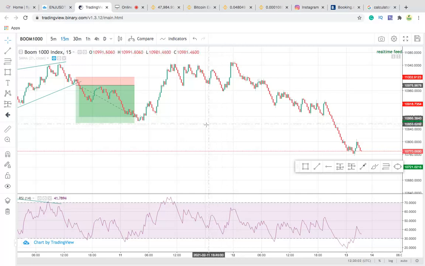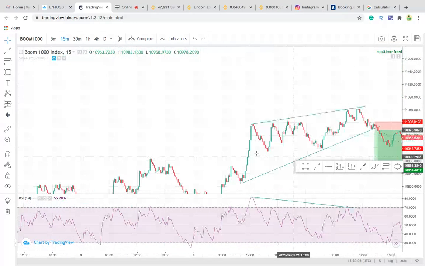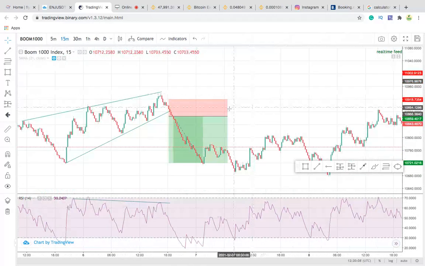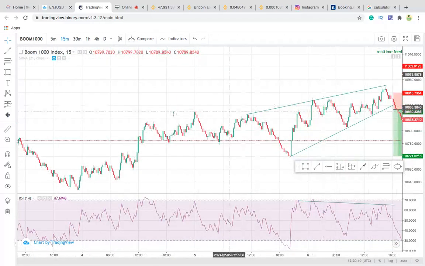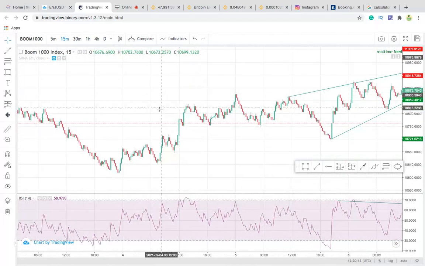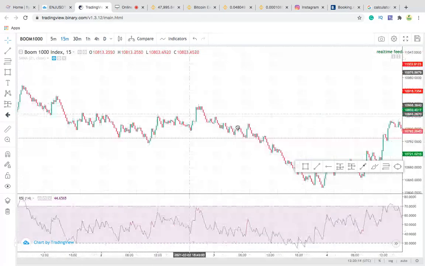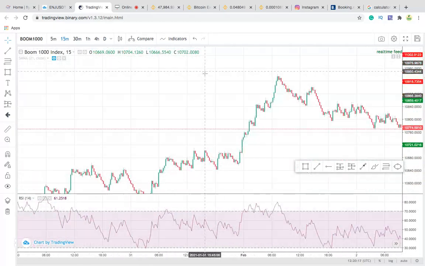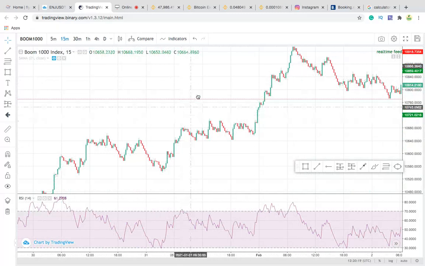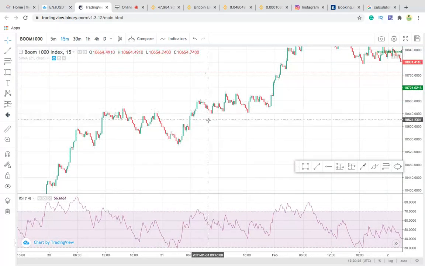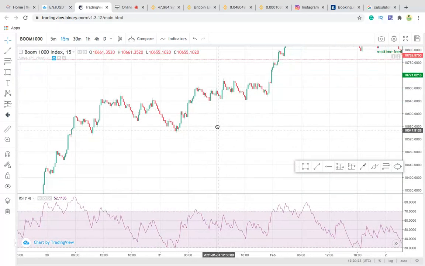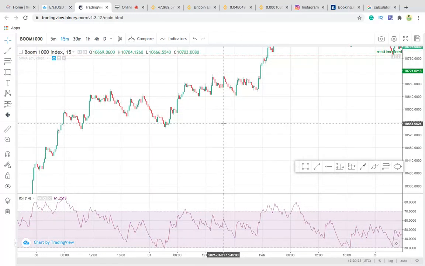So now, let me check another pair, or let me just scroll back. Let's see if we can get more trades, more trade signals. Alright, this one is a buying trend. As you can see what happened here, guys, there was no breakout at this point.